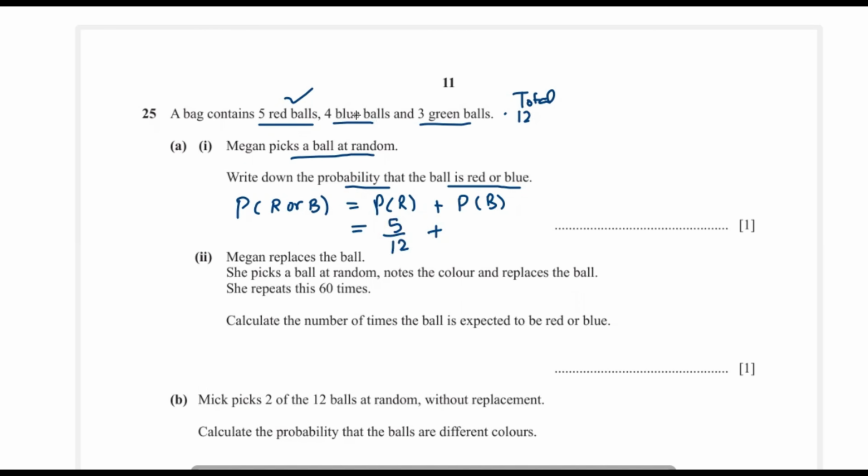Next is the blue, 4 out of 12. Now you see here, when you add this, 9 over 12, now we simplify it. That is 3 times 3 and 3 times 4. And 3 over 4 is the answer.